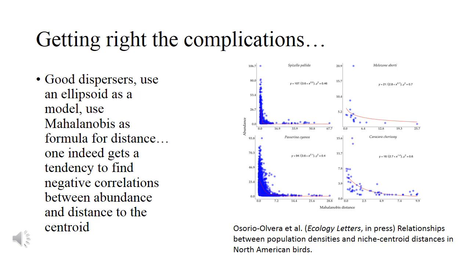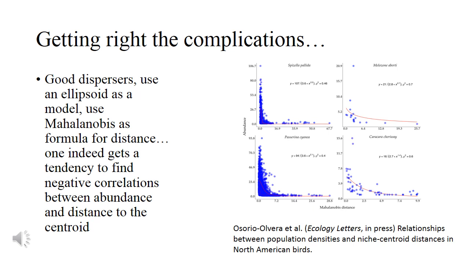So if you start with good dispersers, use an ellipsoid as a model, not other shapes, not for instance a convex hull, and use Mahalanobis as a formula for distance, one indeed gets a tendency to find negative correlations between abundance and distance to the centroid. To the right, you see four examples of four different species in a paper that is in press in Ecology Letters by Luis Osorio Olvera and other authors, where this is described from an empirical perspective.